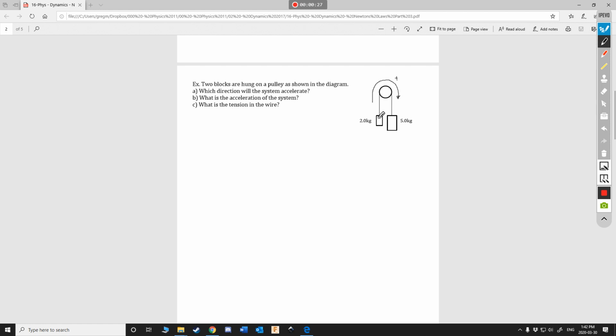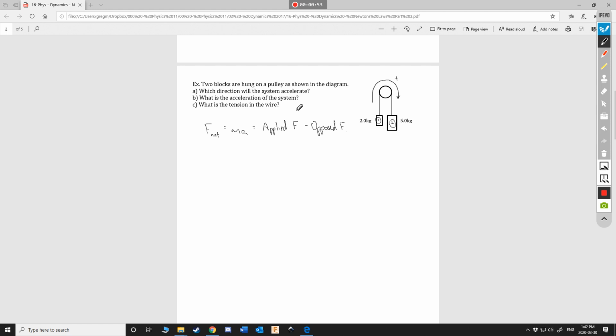So I'm going to call this one 1 and this one 2. So basically what we can see here is that we're going to have our F net is equal to mass times acceleration. That's equal to the applied minus the opposed forces. Applied forces minus the opposed forces.